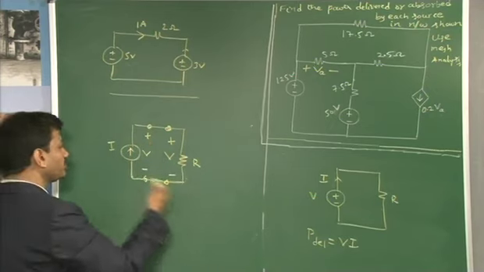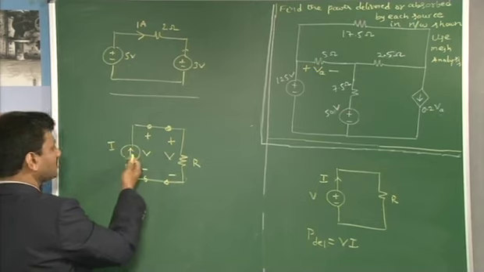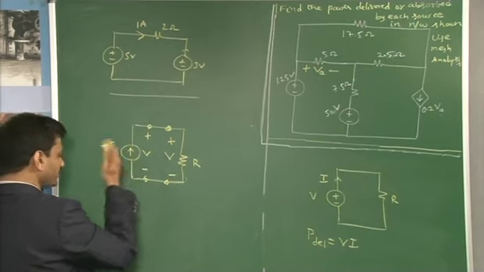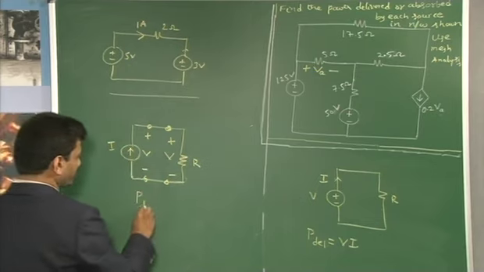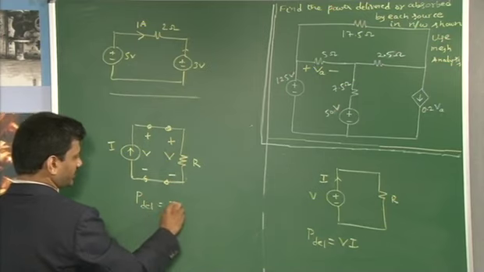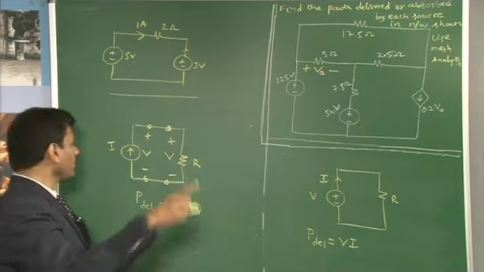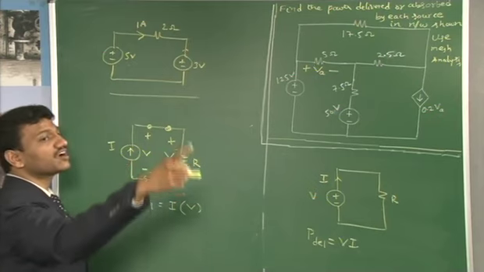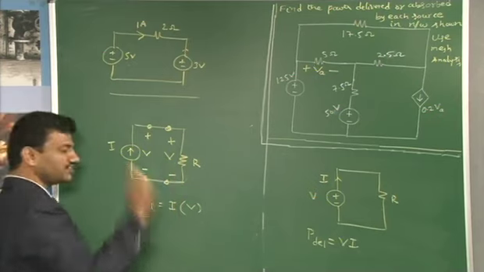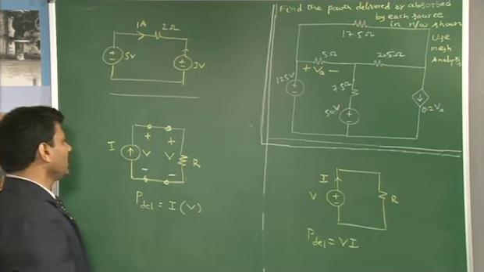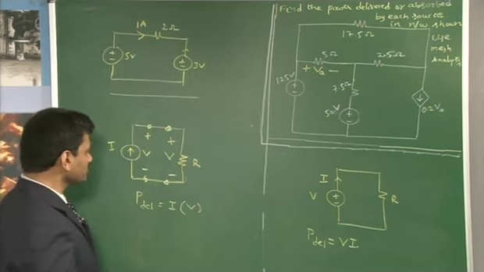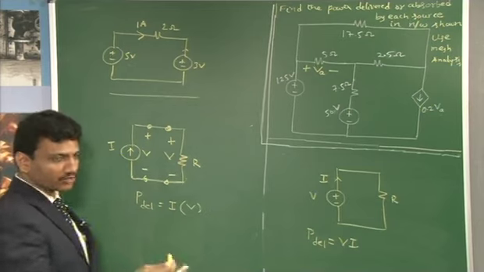And how to find the power delivered value of the current source? What you just need to do is P delivered is equal to the current source value multiplied by that particular voltage across the current source which has positive polarity coinciding with the arrowhead. That is all. And there can be the case of the current source absorbing the power.